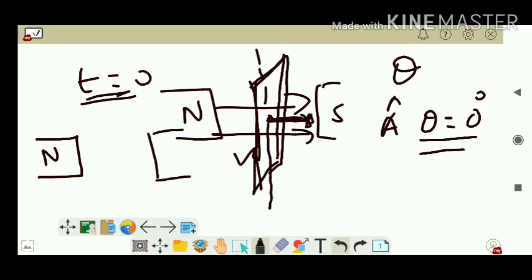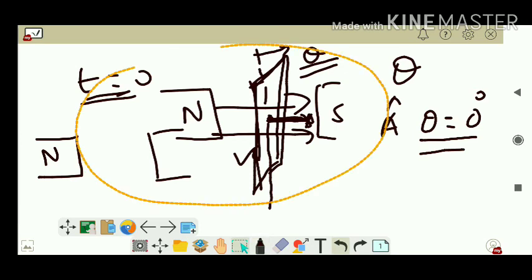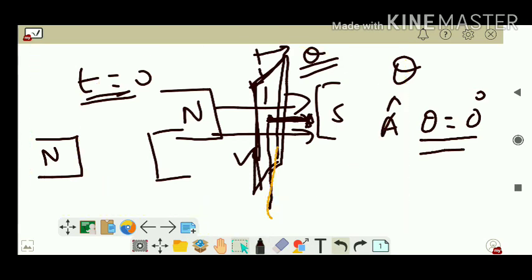But what happens if the coil rotates by another angle theta? Then if the coil rotates with another angle, the area vector also will be rotating with an angle theta itself. I hope you understood. If the coil rotates an angle theta, then the area vector also will be rotating an angle theta. If you don't understand, I will draw, but it is very difficult to draw, guys. So it is better if you understand it.